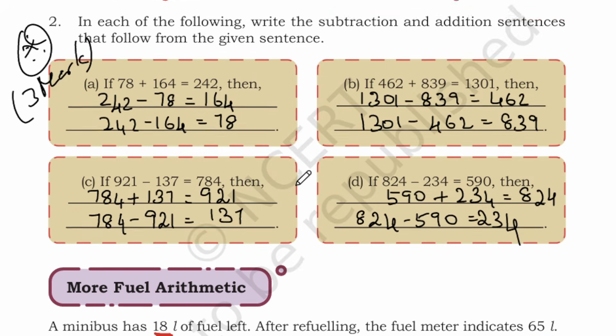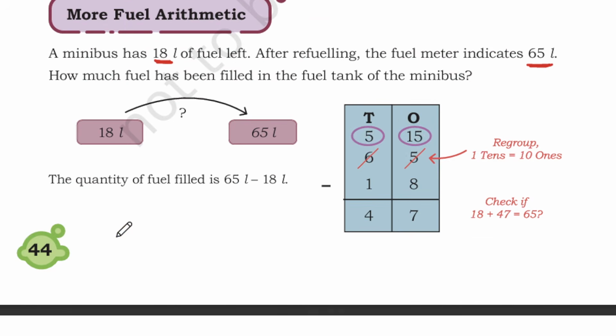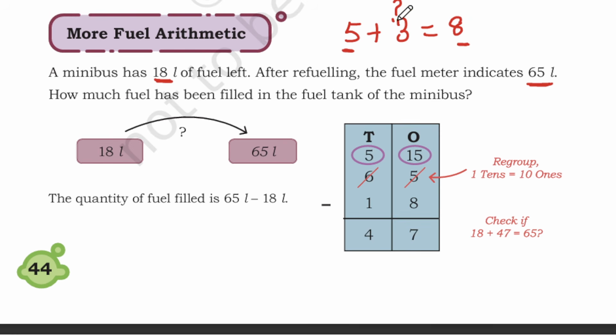So we have to go to the problem which we have already done. Do you remember the relationship between addition and subtraction? Same thing we have to do here. For example, I'll show you a small one. So 5 plus 3 equal to 8. Okay, so 5 plus 3 equal to 8. So now we have this answer and this answer. We are finding out this one in this question.